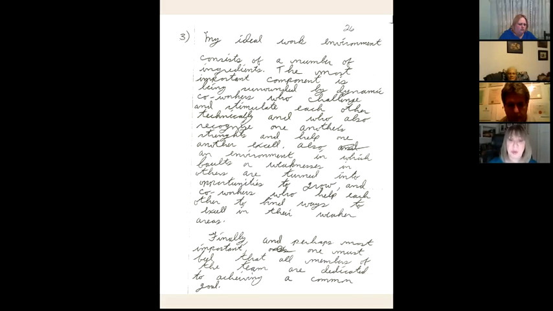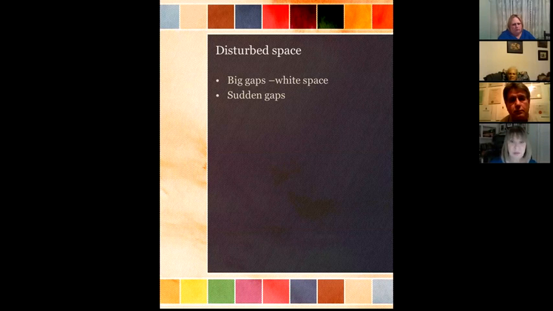in the spatial arrangement with big, wide gaps, it's like the words are individual islands in a sea of space. We call that disturbed space. So you have big gaps. In this case, it's the opposite of weak space. It's a case of too much ground and not enough figure, or the writing is not distributed well, and so there are these big blobs of space, sudden gaps.